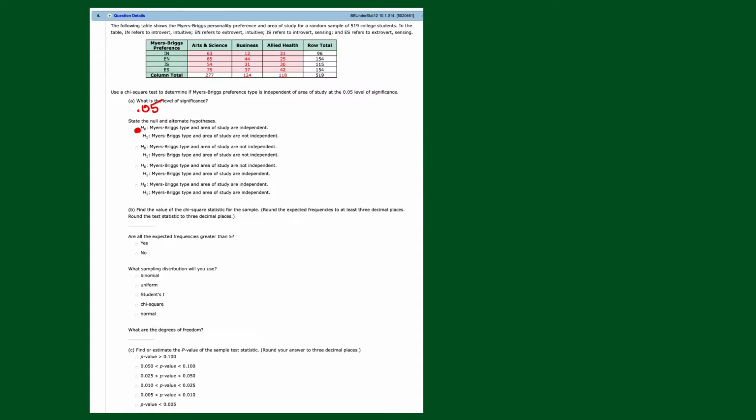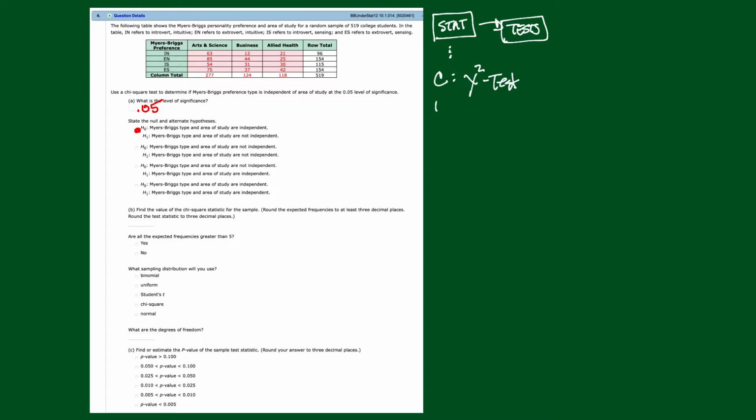Now we're ready for our chi-square test. So this is going to be a regular hypothesis test. So we're going to go to Stat, over to Tests. Now, you have to scroll down quite a ways. If you look for all your tests, we're going to go all the way down to item C, and C says chi-square test.